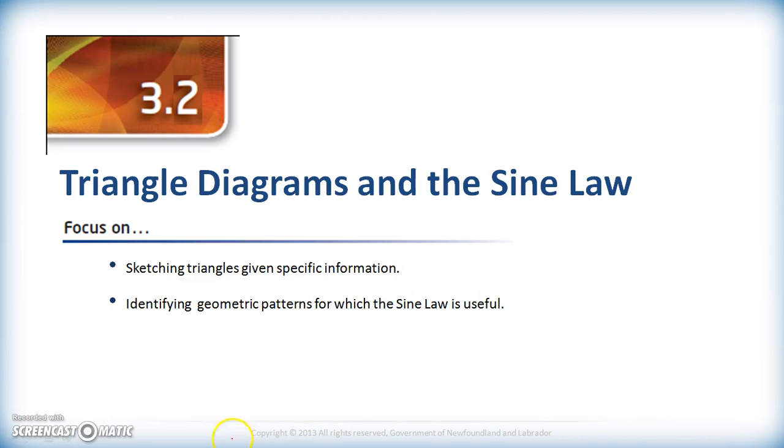We're going to limit ourselves to acute triangles though, meaning triangles that have no angles bigger than 90 degrees. The rest of them work kind of the same, but there's a couple of catches, so we'll keep it simple for this course because that's the way it's set up. We're going to talk about how we sketch triangles given particular bits of information, and how we identify some of the geometric patterns that allow us to use the first of our rules, which is called the sine law.